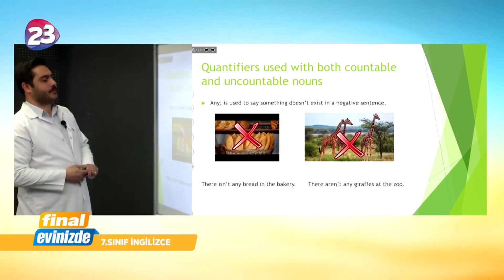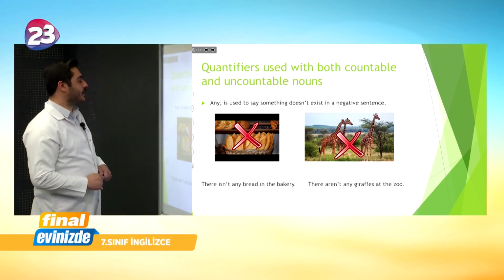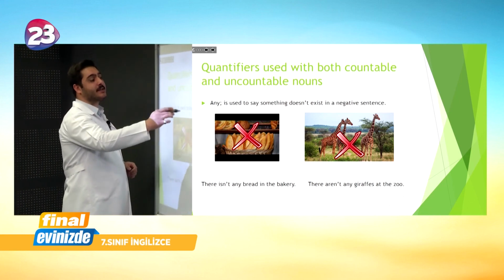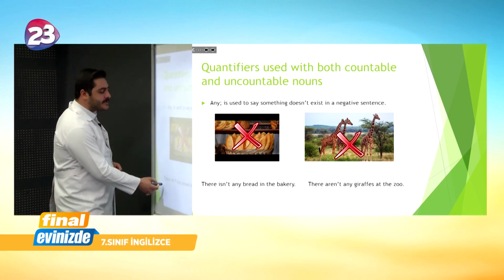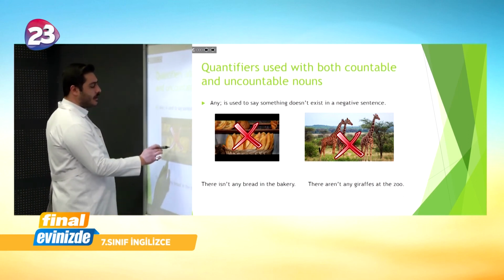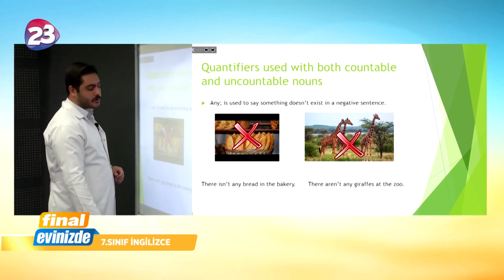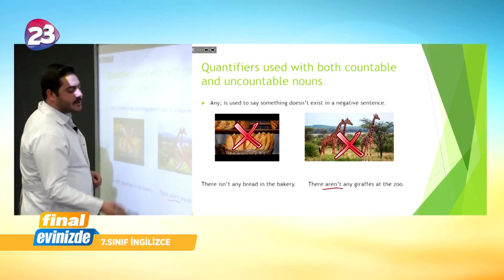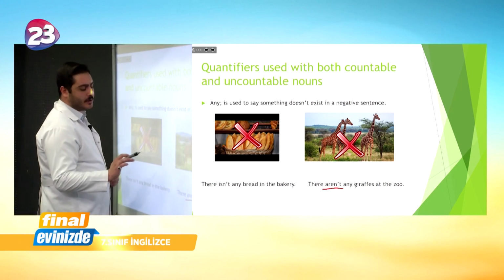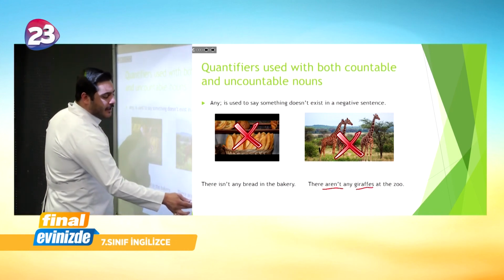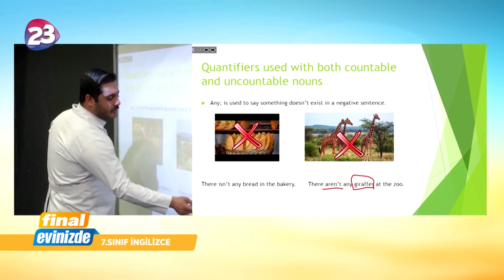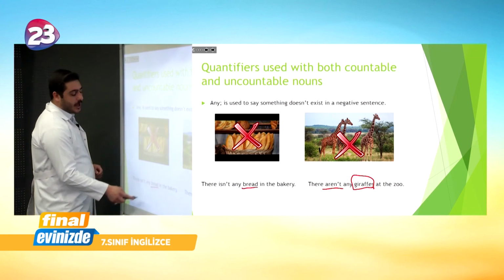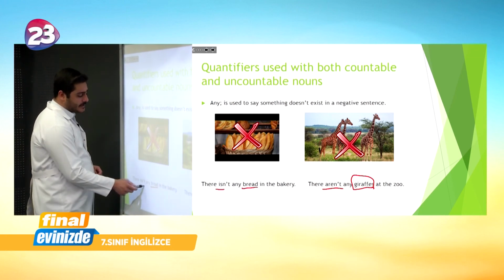Yes, any. It is really important because it is a bit confusing. Any is used to say something doesn't exist in a negative sentence. There isn't any bread in the bakery. There isn't. You can see the cross. There aren't any giraffes at the zoo. There aren't. The same thing is here again. If our noun is countable, we write it plural. And if the noun is uncountable, we write it singular.